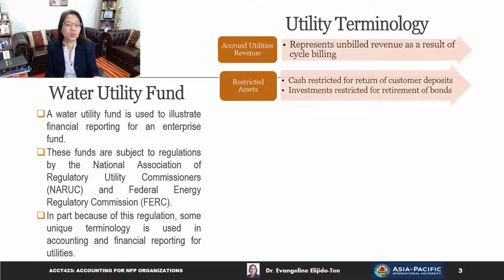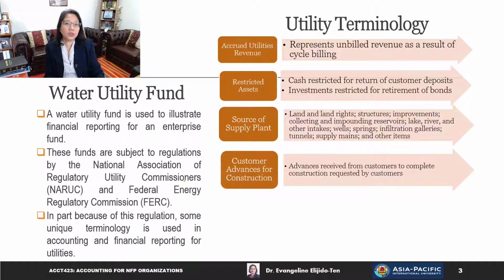The first two that we'll be using are accrued utilities revenues and restricted assets. Accrued utilities revenue represents the unbilled revenue as a result of the cycle billing. On the other hand, restricted assets are cash restricted for return of customer deposits, or investments restricted for the retirement of bonds. As the name suggests, these assets are restricted only for that specific purpose that has been indicated.